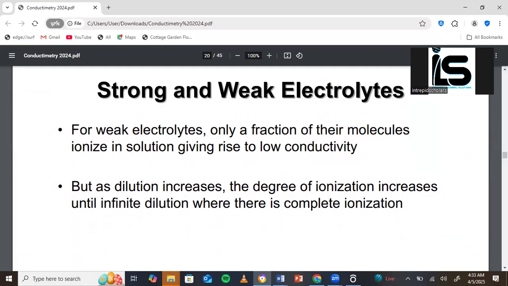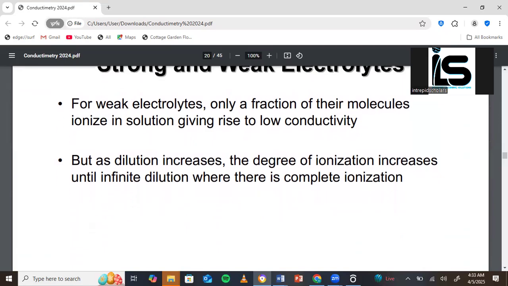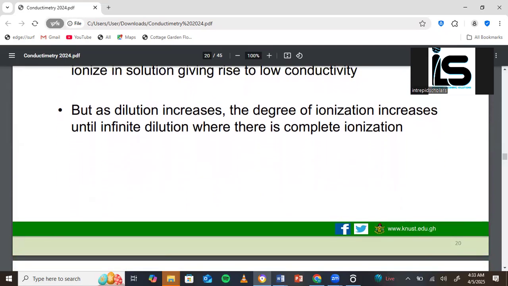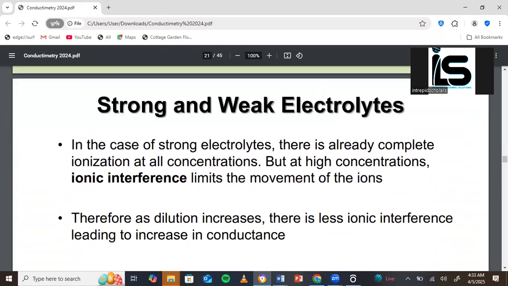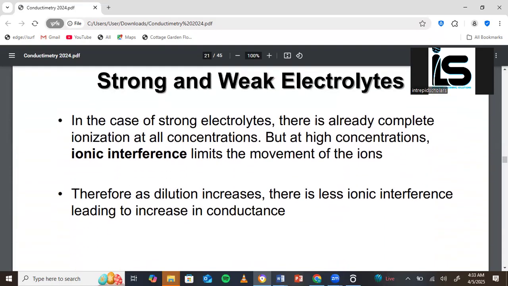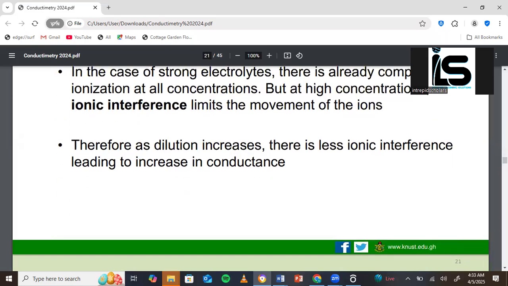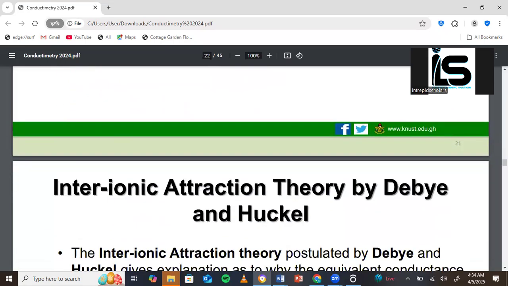For a weak electrolyte, only a fraction of molecules ionize in solution, giving rise to low conductivity. But as dilution increases, the degree of ionization increases until infinite dilution, where there's complete ionization. In the case of a strong electrolyte, there's already complete ionization at all concentrations, but at high concentration, the ionic interference limits the movement of ions. I've already talked about it. Therefore, as dilution increases, there is less ionic interference, leading to an increase in conductance.